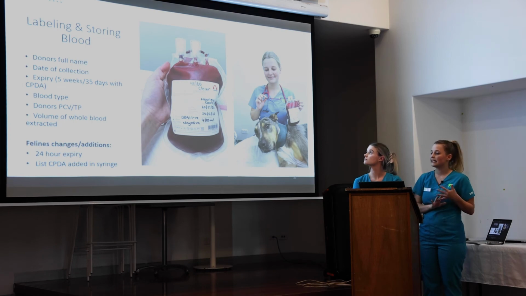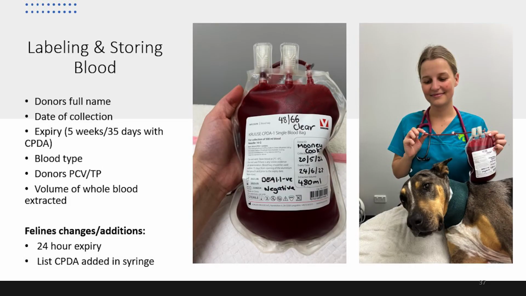After completing the donation, the blood bag needs to be labelled with the following information. You need to have the donor's full name, the date of collection, the expiry date, what the donor's blood type is. You need to know what type of blood is in that specific bag, the donor's current PCV, and the volume of blood extracted. As Regan said, it can accommodate 450 to 500 mils. We need to know exactly how much is in that bag.